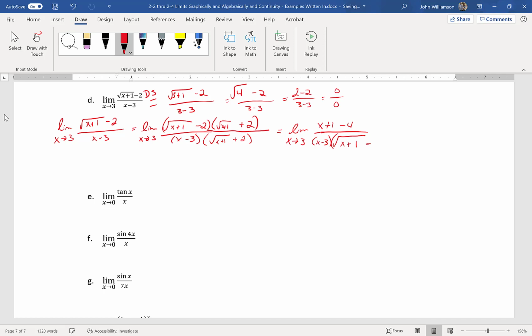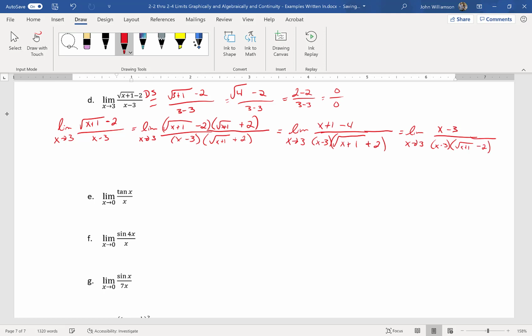So I'm just going to leave it as it is for now. I know it's an ugly denominator. That's okay. It's okay for it to be ugly at this point. So this becomes the limit as x is approaching 3, x minus 3, all over this ugly thing of x minus 3 times the square root of x plus 1 minus 2.